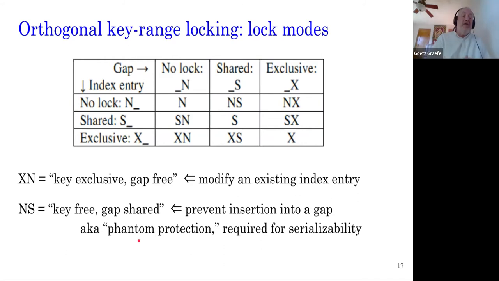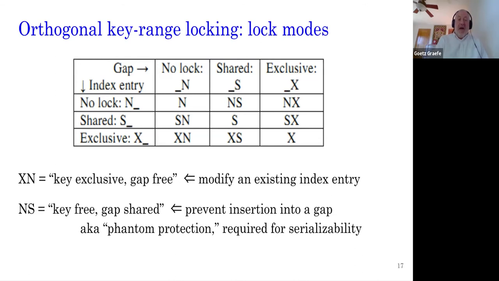Now, 20 rows later in the outer input, you might get the same join key value. You look it up again, and suddenly there's something there. That would be a phantom, and that shouldn't happen in a serial execution. So any concurrency control method that promises equivalence to serial execution must prevent such a thing from happening. Okay, and so this lock, key-free, gap-shared, is very good for phantom protection.